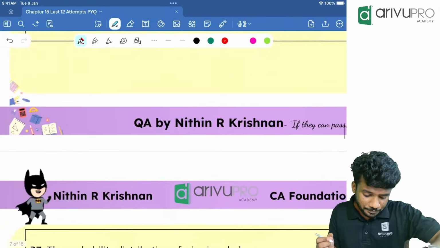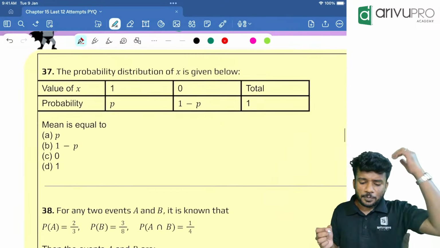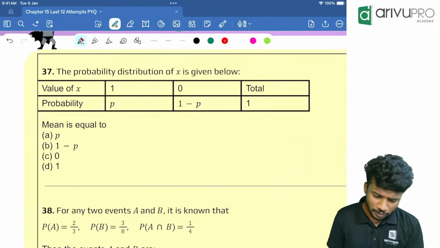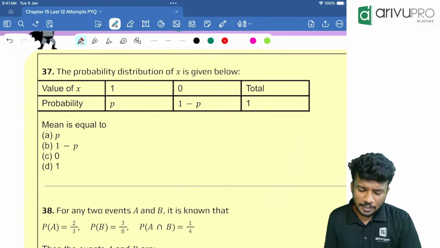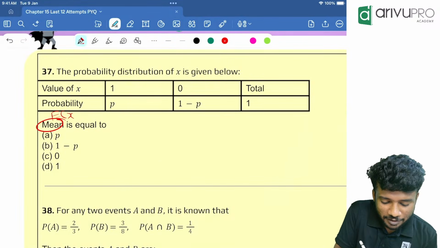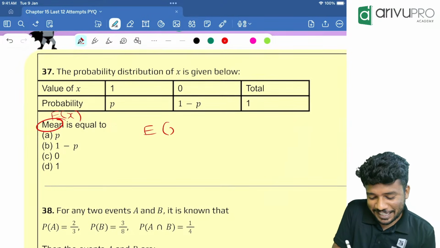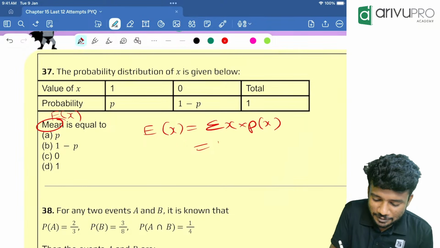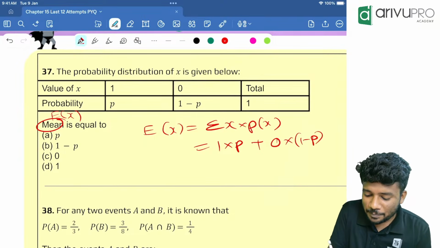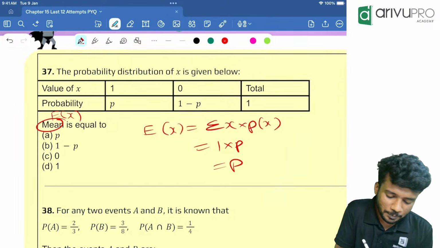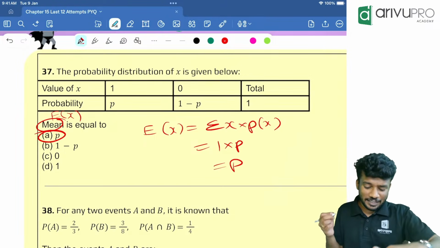Very good. Next one. Very easy question. The probability distribution of x is given below. Value of x is 1, 0. Then probabilities are p, then 1 minus p. Then the mean is equal to how much? Mean means the expectation of x. E of x is nothing but sigma x into p of x. Correct? The first one is 1 into p plus 0 into 1 minus p. Any number into 0 is 0. So the answer is 1 into p. Answer is p. Option A is your answer. Very good question and very easy answer.